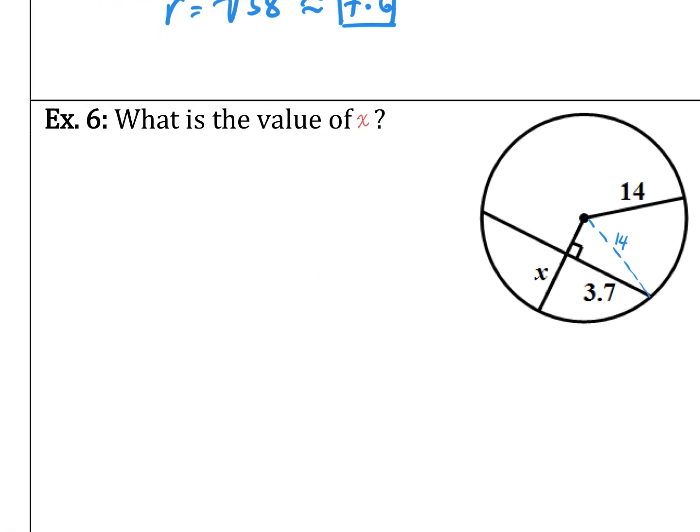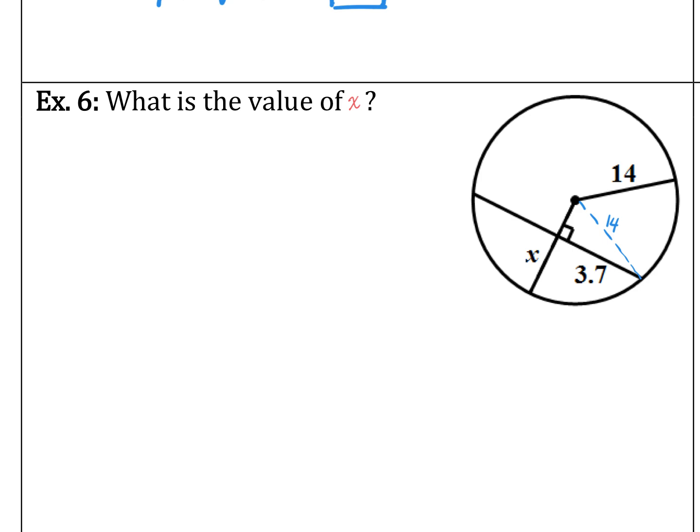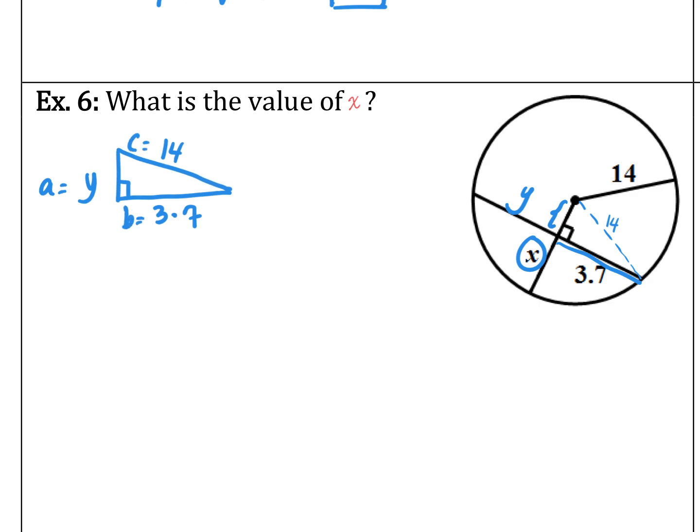If I redraw that into a triangle just like this one, this is going to be the radius part, which is 14. This part is 3.7. Maybe I will call this side y, because we have x in here. So we're going to use our Pythagorean theorem and solve for y. In here, our y is the a, b is 3.7, and of course this is c.